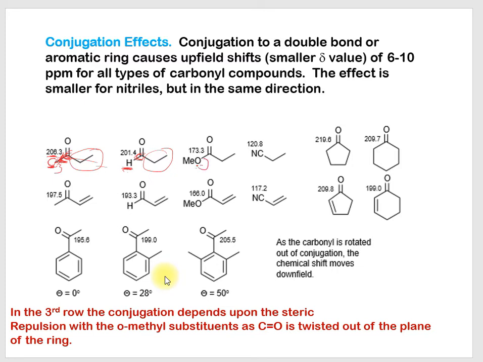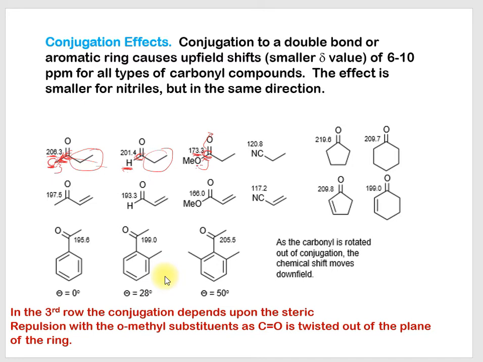But when you have electron donating groups, like a methoxy group with a lone pair, it can delocalize its lone pair towards the carbonyl. So delocalization of the lone pair towards the carbonyl means you are increasing the electron density at the carbonyl. Increasing the electron density means you are shielding the carbonyl. So 173.3 will be the chemical shift.